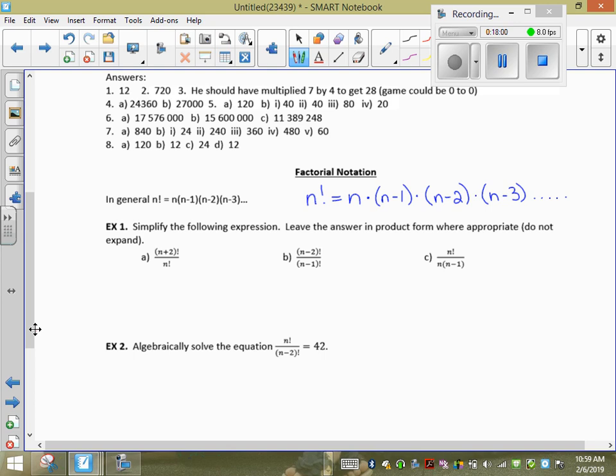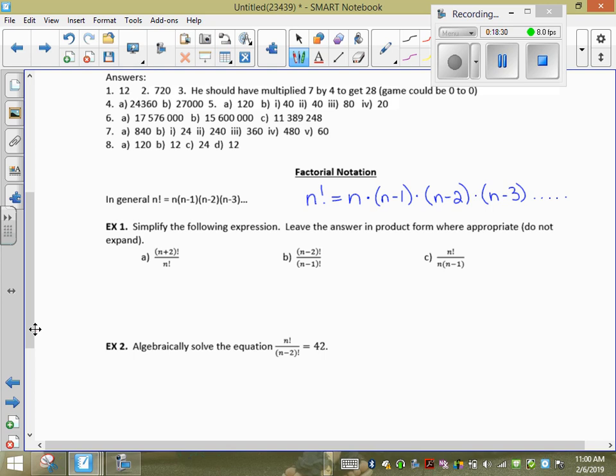So now we're going to go through a few other questions. So what if I give you this? N plus 2 factorial over n factorial. And they're not going to ask you to simplify this, but this is a step before we have to actually do this. So if we can't simplify this, we're not going to be able to do the big questions like this that they give us. Okay, so let's look at this. Simplify the following expression. Leave the answer in product form where appropriate. Do not expand. So which one of these, if I expand it, would encompass the other one?